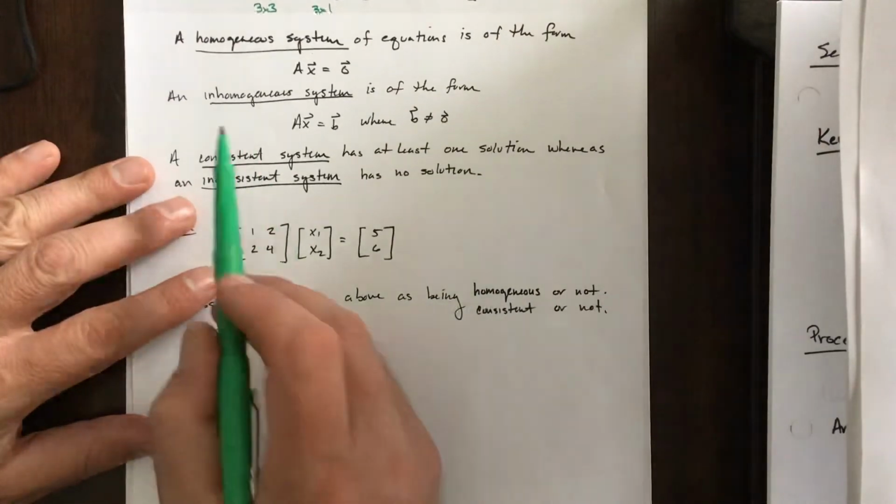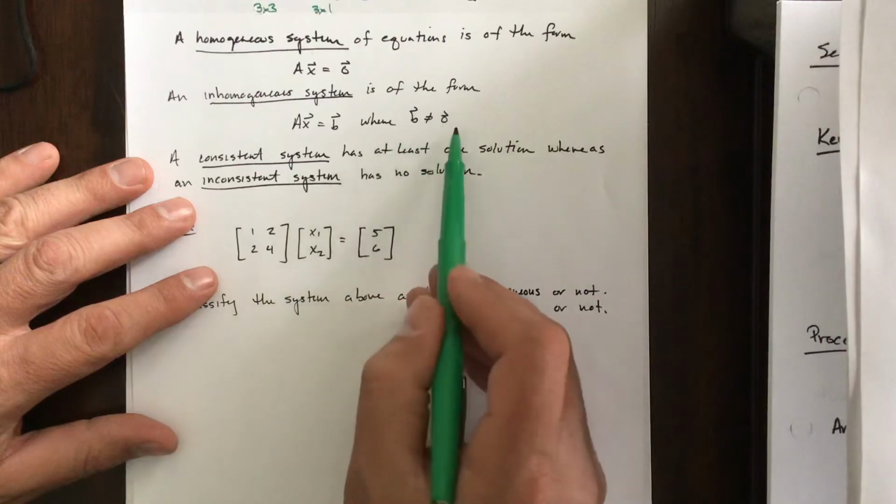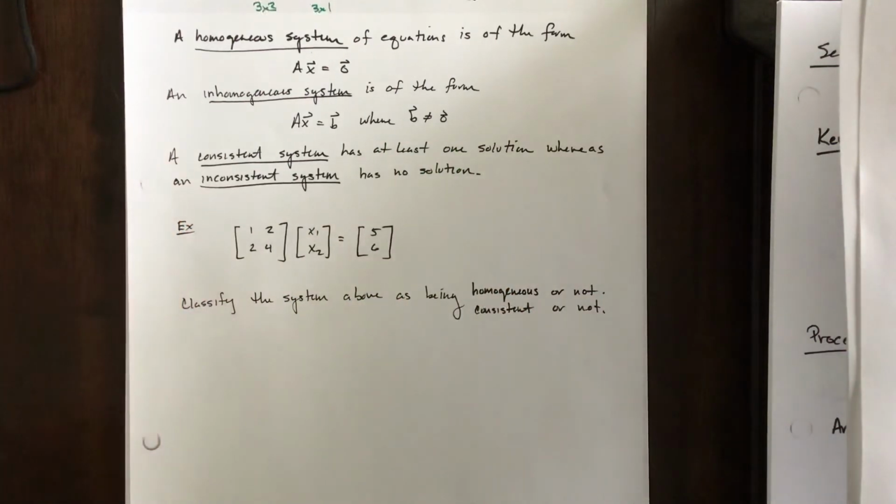Instead, this is an inhomogeneous system because it's of the form AX equals B, where B is not the 0 matrix. A consistent system has at least one solution, whereas an inconsistent system has no solutions.